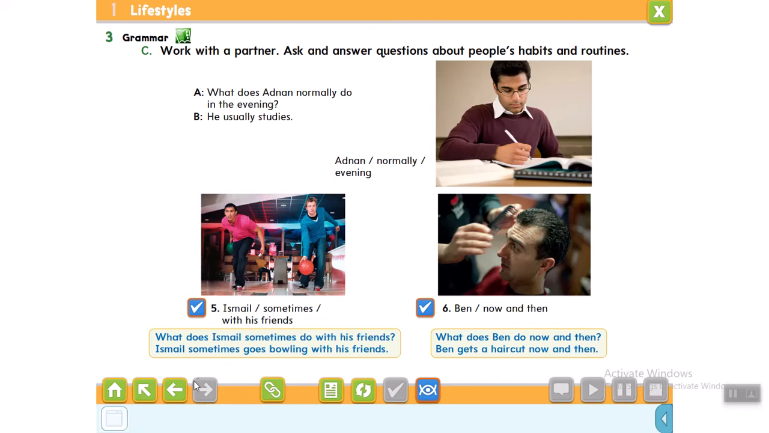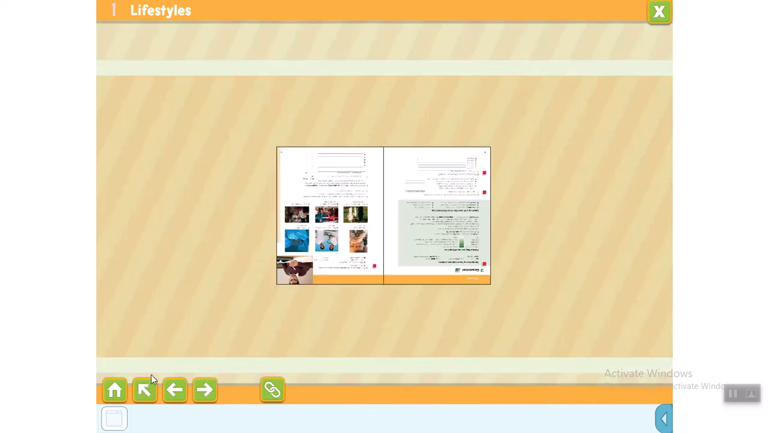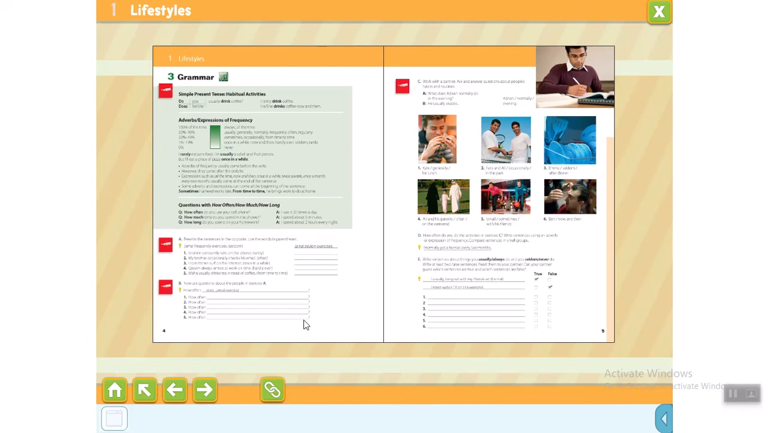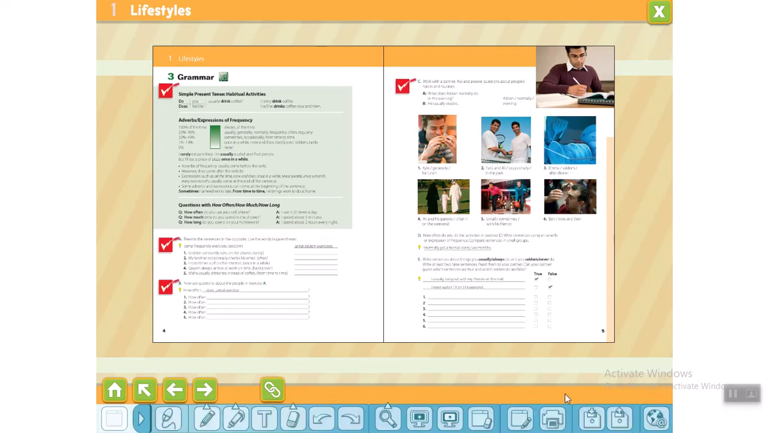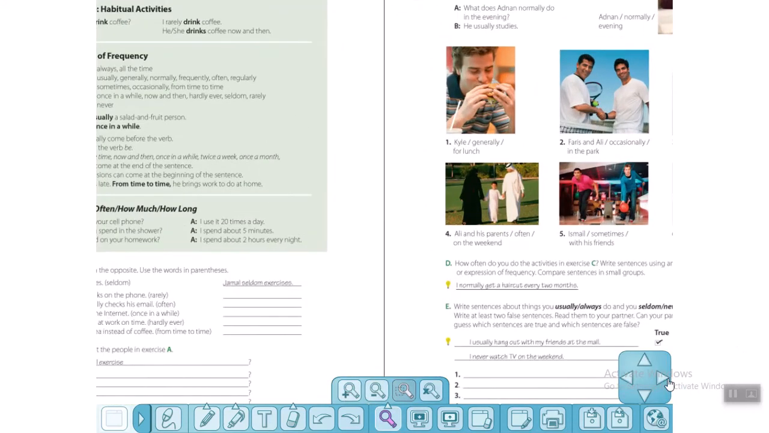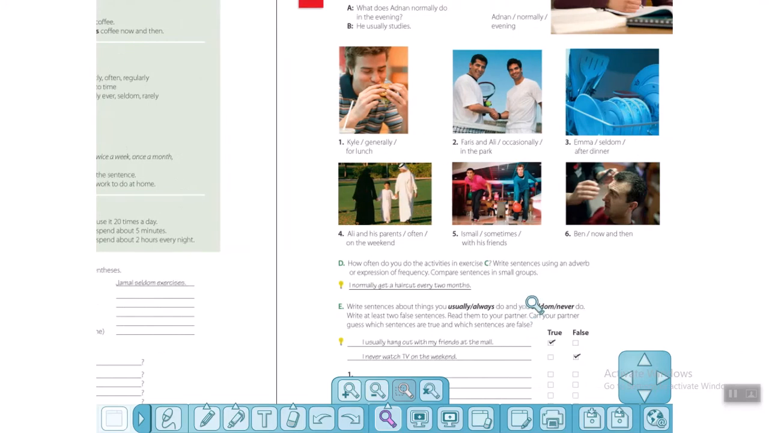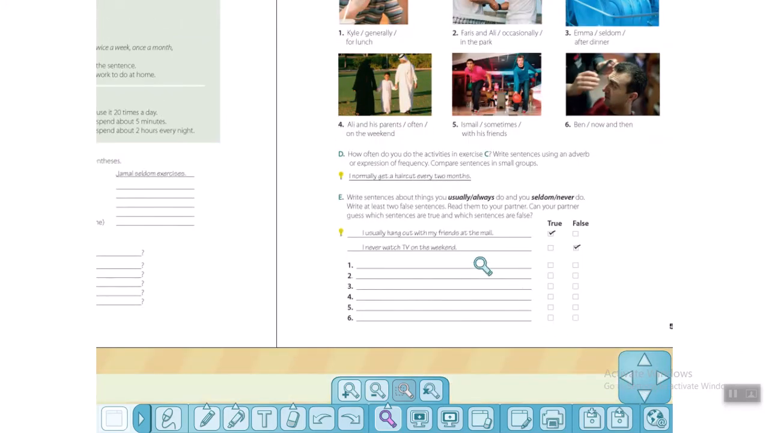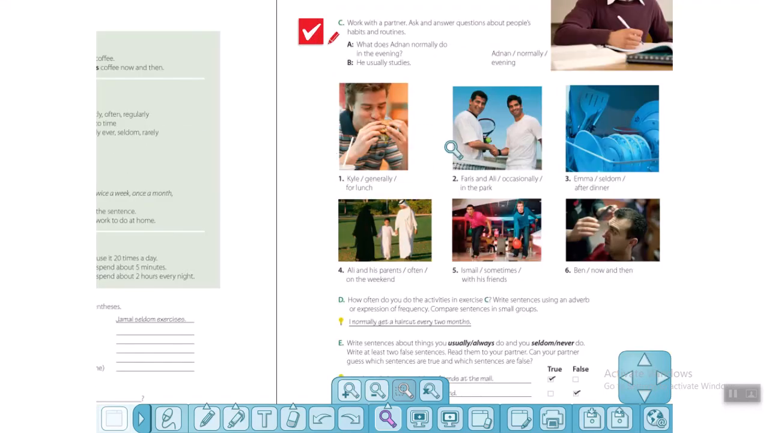Okay. After that, let's see another exercise. It's an exercise for you. Let's see. How often do you do the activities in exercise C? These activities: having for lunch, in the park, after dinner, the activities.